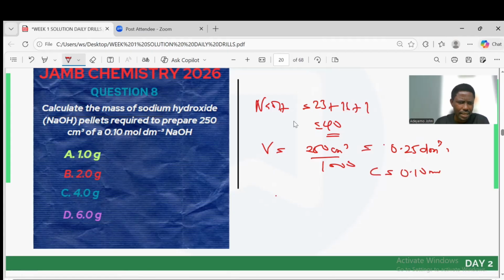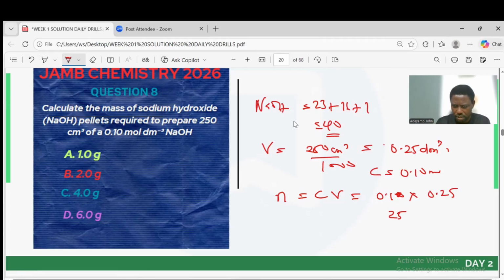So to calculate the mass, first of all, you get your n. n equals CV. C is 0.10 times what about volume? 0.25. Can you see that? 0.10 times 0.25. That is CV. n equals CV, isn't it? So the concentration is 0.1 and that one. Okay. So the decimal is just 1 here, 0.1 times 0.25. So the answer is 25.